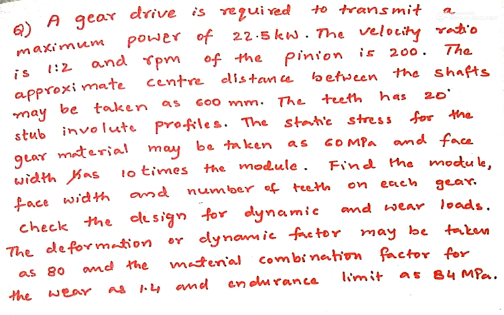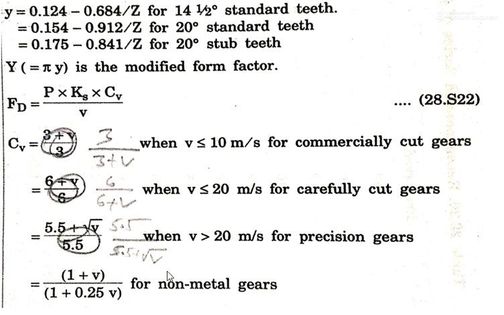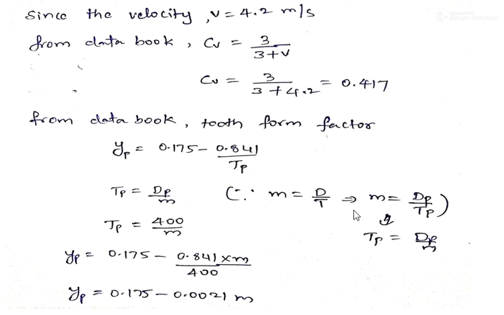According to that, you have to take the tooth form factor from the tables or from the data book. If you refer to the data book for this tooth form factor, 20 degrees and stub teeth are given. According to that, this is the Y value you have to take, that is 0.175 minus 0.841 by Z. Here Z stands for number of teeth, but we are taking T. Any notation you can take. So 0.175 minus 0.841 by TP. Instead of Z we are taking TP, where T stands for number of teeth and P for pinion.